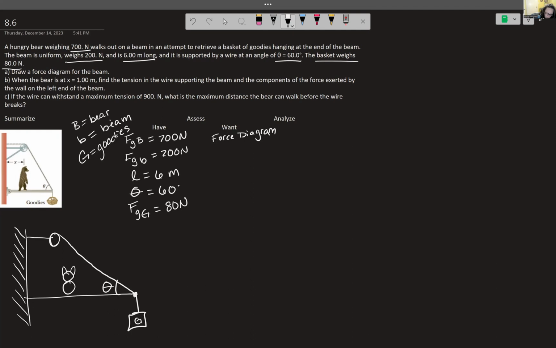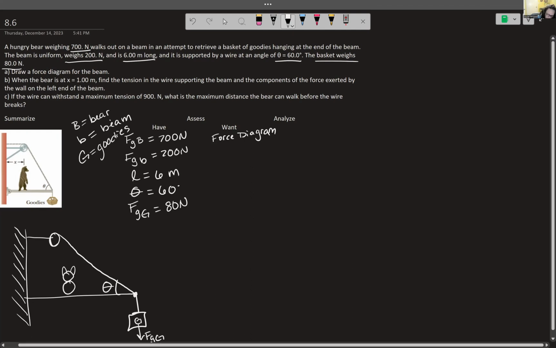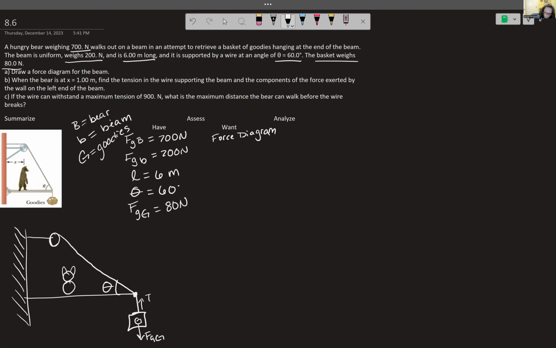So I need to draw my force diagram here, right? So I have the force of gravity due to the goodies. I have some sort of tension force there. I also have some sort of tension force here. I have the weight of the beam, and because this is uniform, I need to put the force of gravity on the beam in the middle of the beam, because instead of trying to figure out what the force is at every single point along this beam, I can just assume that if I treat the center of gravity of this beam as where the force is acting, everything will balance out. Then I have no normal force, right, because it's not on the ground. And then I have the force of gravity of my bear. I think that's it.